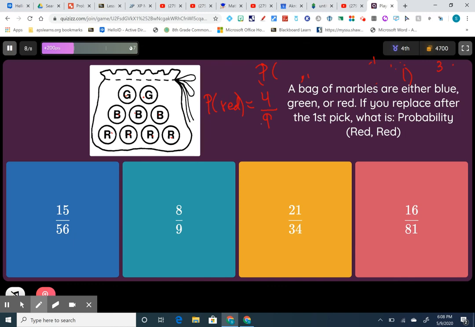We replace the marble back in there. We put our hand back in there. We pull out another red. It would still be 4 out of 9. We multiply those 2 fractions. We'll get 16. 4 times 4 is 16. 9 times 9 is 81. So 16/81.